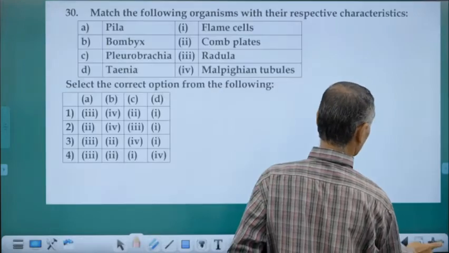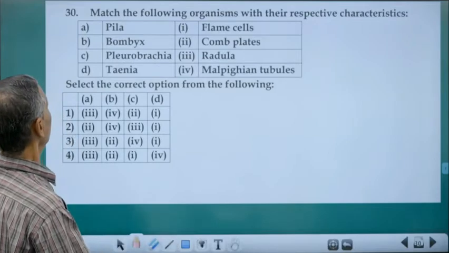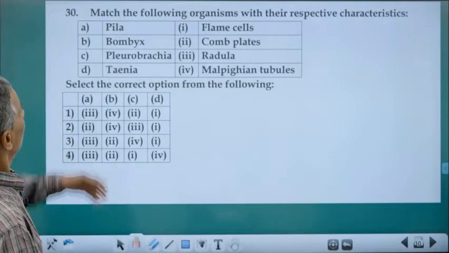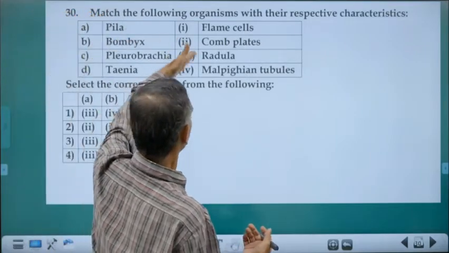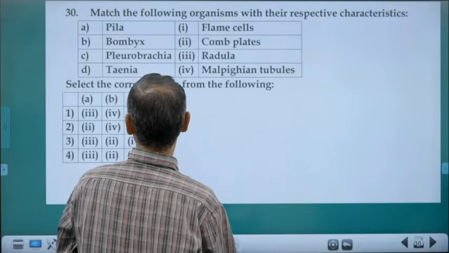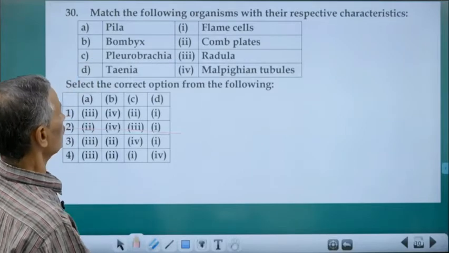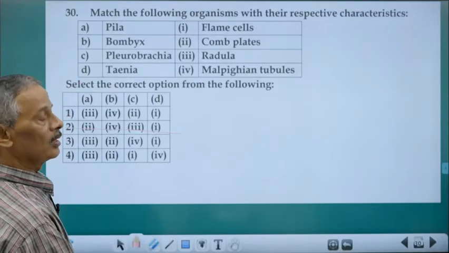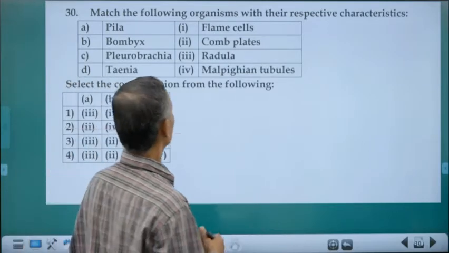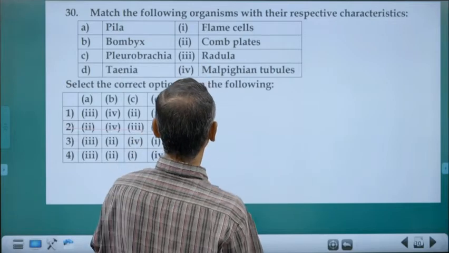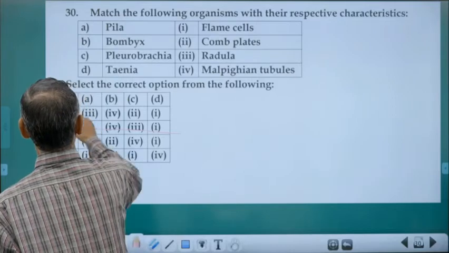And coming to the last question, match the following again. We have phyla. The gastropod has radula. So it should be 3. So you eliminated this one. It can never be. Bombyx. What is Bombyx? The zoological name of silk moth. It is an insect. Malpighian tubule. So it should be 4. Now you came to the answer immediately.